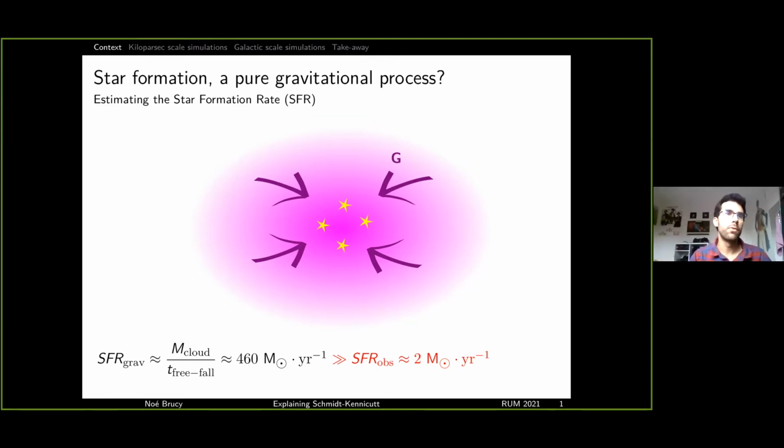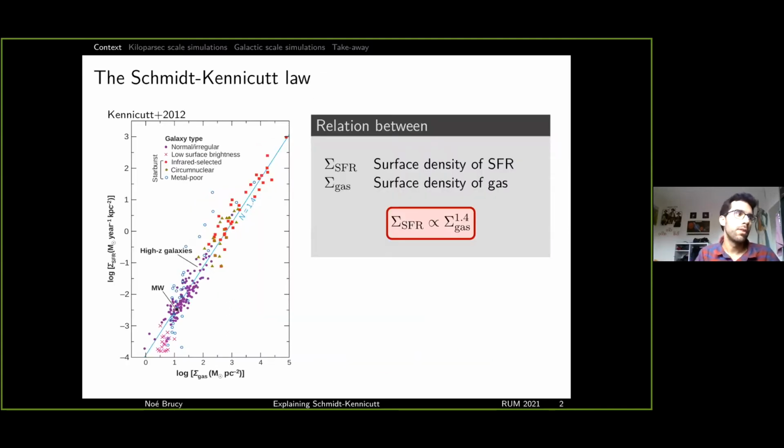the gas from collapsing. And it occurs that even with these quenching processes, there is still a strong relationship between the amount of gas available and the star formation rate. So this is the Schmidt-Kennicutt law that links the column density of gas in several galaxies. So each dot represents a galaxy, with the surface density of star formation rate.